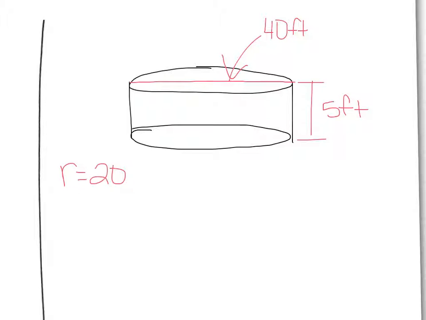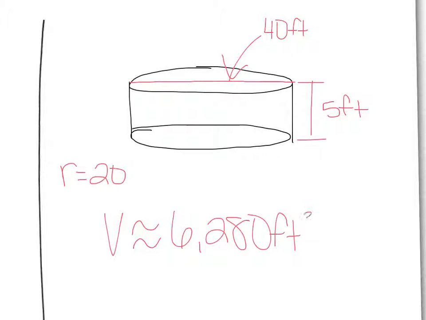20. I want you guys to take a second, plug those numbers into your formula, find my volume. Okay, Abby, what did you get for your answer? Sam got that actually. Okay, Sam, what did you get? I got 6,280. And what are my units? Feet cubed. 6,280 cubic feet.